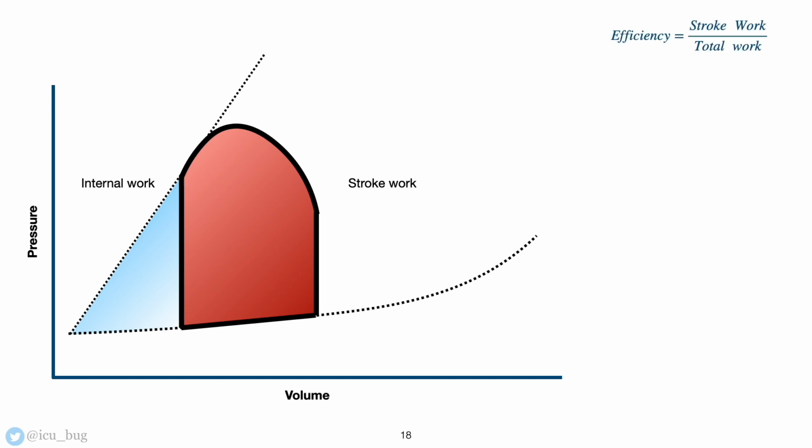Now the efficiency of the myocardium is the ratio of the stroke work divided by the total work. In other words, an efficient myocardium will be able to convert at least 60% of its total work into generating stroke volume. A failing myocardium will produce less stroke work for the total work it does.